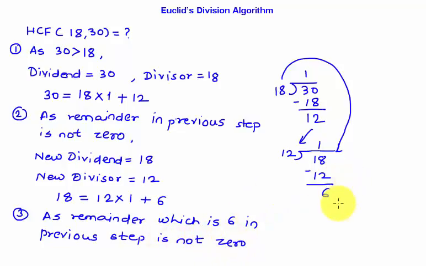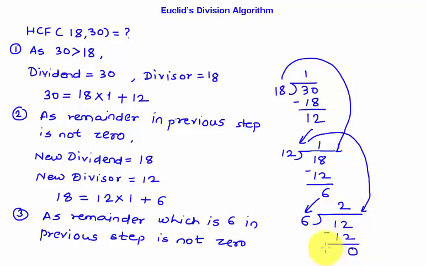What we have to do? We have to take the remainder of the previous step as our new divisor, and the divisor of the previous step will be our new dividend. So 6 2s are 12, and if we subtract 12 from 12, we'll get 0 as the remainder.